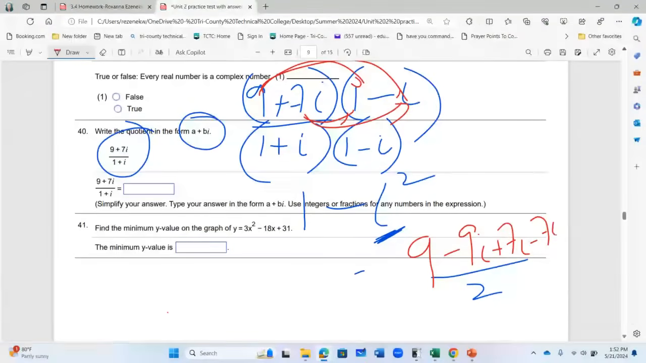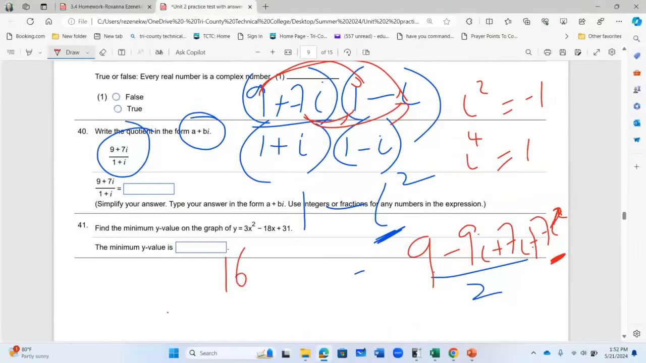One thing we do know is that whenever we see i squared, it is -1. When we see i to the fourth, it is 1, we already know that. i to the fourth is 1, i squared is -1. So that's all we're going to use here. So this point here becomes negative, negative is positive. So I'm going to change this to positive. I can take this away. 9 plus 7 is 16.